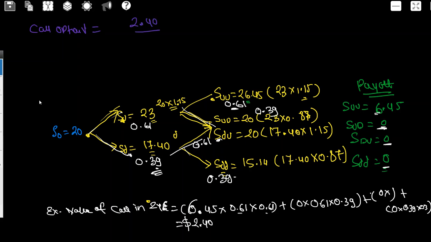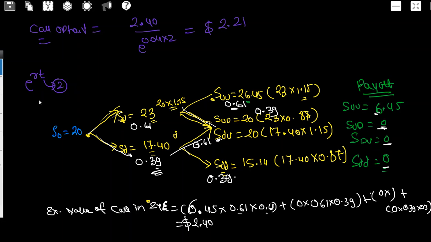Remember, what we were doing is e to the power RT. In this case RT is 2 years, so what we will do is e to the power 0.04 into 2, so the answer is $2.21. So this is our today's call price.